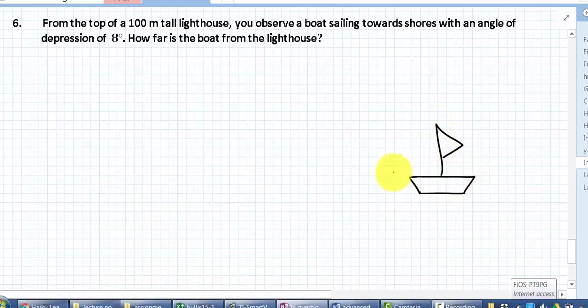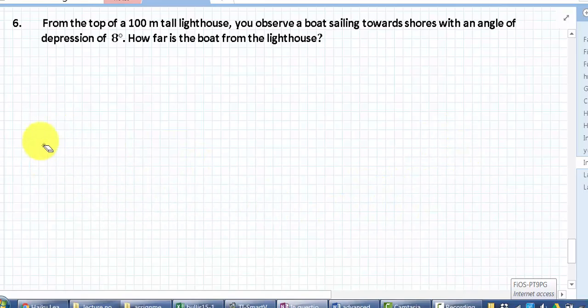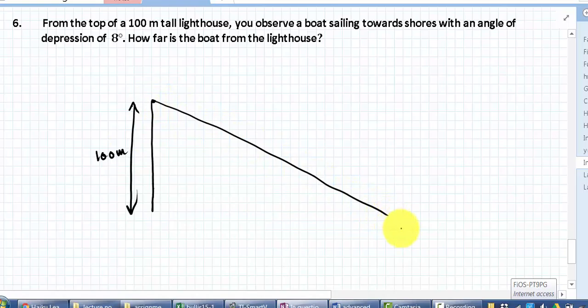It doesn't say, you know, maybe the shore is there, maybe the lighthouse is here, right? And the water is there. So it doesn't tell you at all where the lighthouse is along the shore. So I have to be clearer than that. Let's suppose the lighthouse is right there on the edge of the water, just to make it a bit easier. Right here, that's a lighthouse. It's 100 meters tall right here. And you're right there, and you observe a boat that's sailing towards the lighthouse, right?